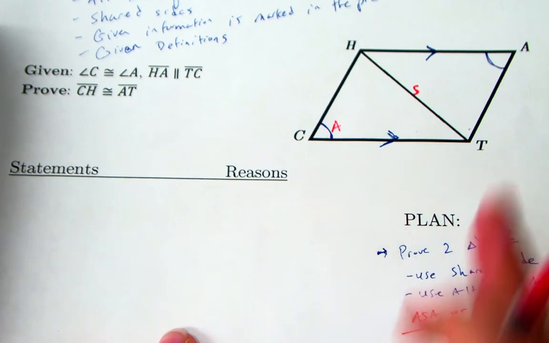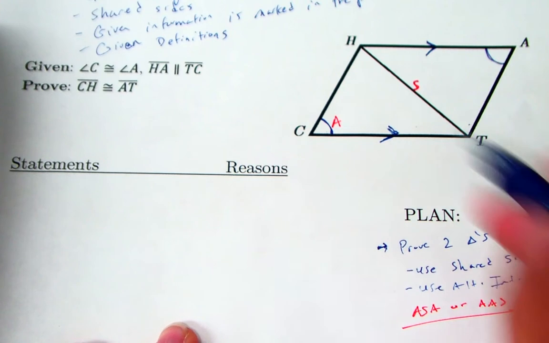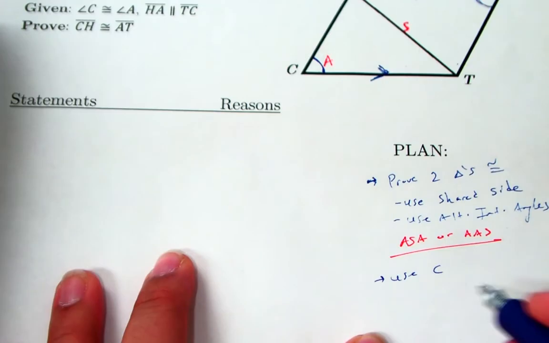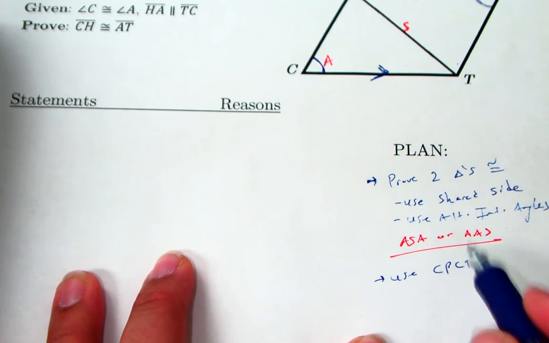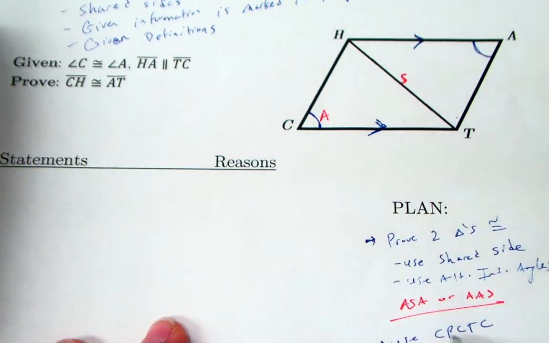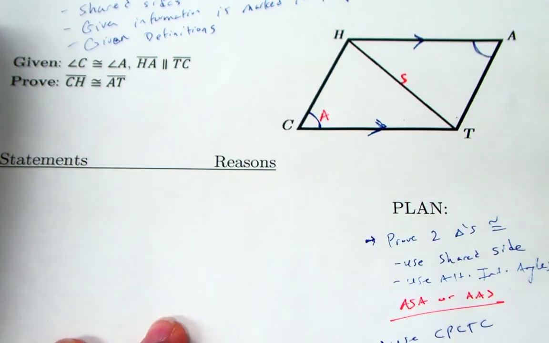Most likely. This is just a plan, right? The second part of our plan is, once we've established that these two triangles are congruent as a whole, we're then going to use CPCTC, which again is a fancy way of saying if the shapes are the same as a whole, then so are their individual pieces, right? So use CPCTC once the shapes are congruent to establish this final fact.